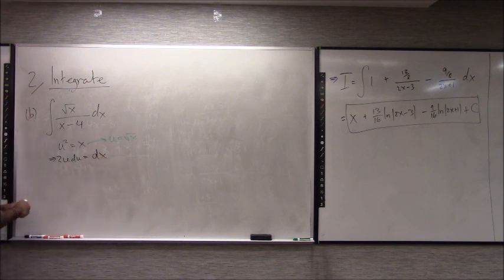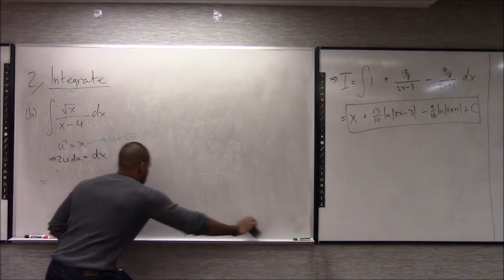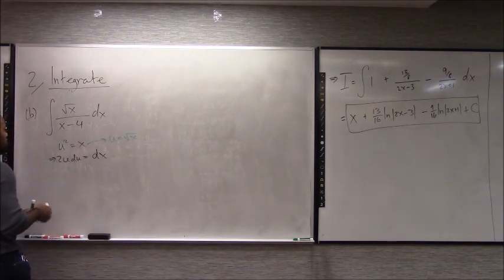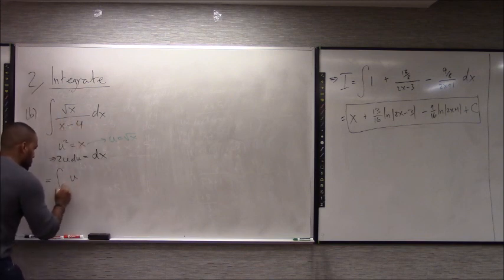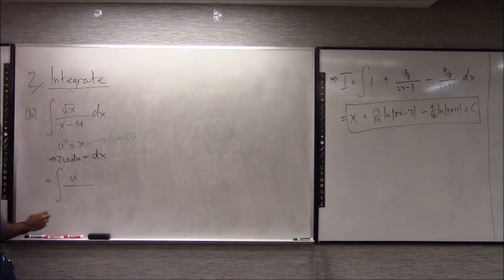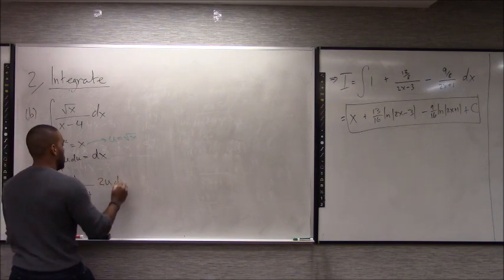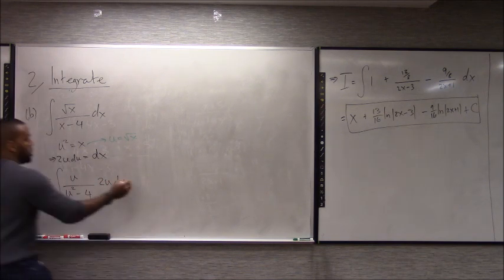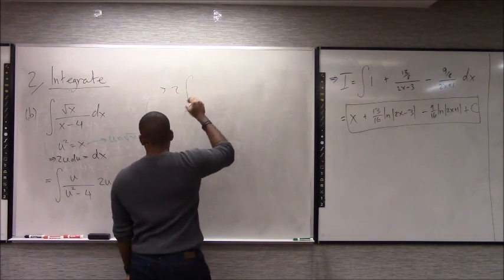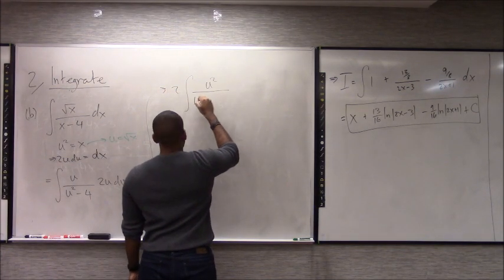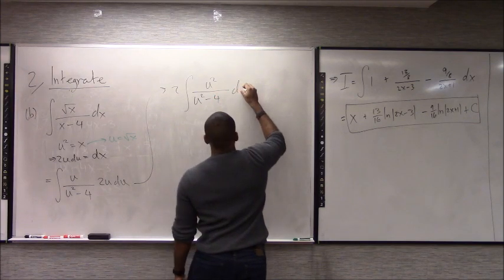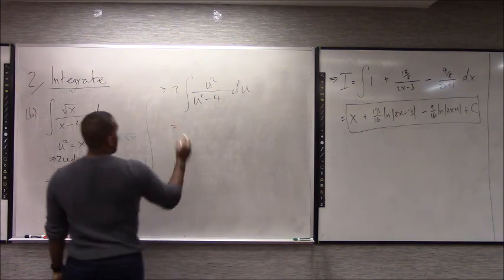And so what you actually end up with is radical x is actually u, and the x is actually u squared, and the dx is actually 2u du. So we end up with 2 times the integral of u squared over u squared minus 4 du. How do we do with that guy?